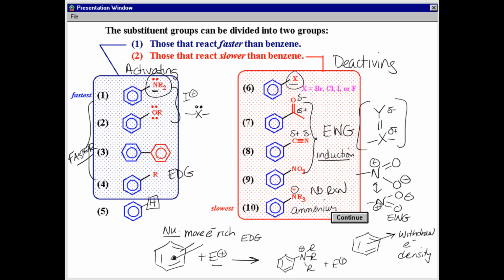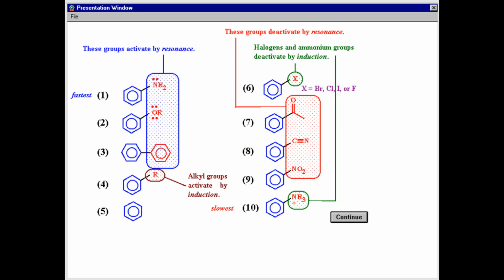Okay, so we've talked about how all of those then either donate or withdraw by resonance or by induction. So here's a chart that kind of summarizes that. The three strongest activating groups activate by resonance. The minimal activating group is induction.